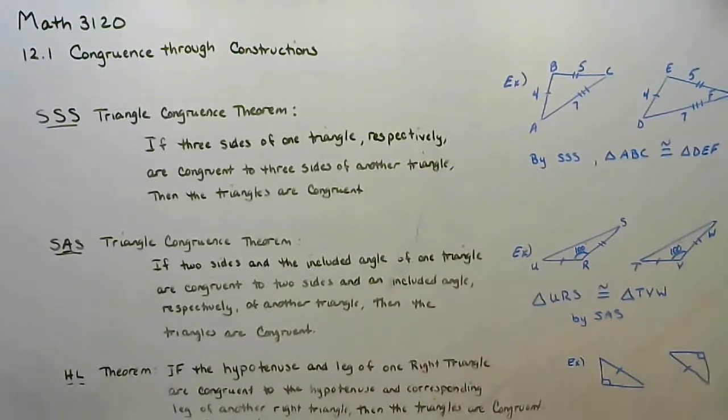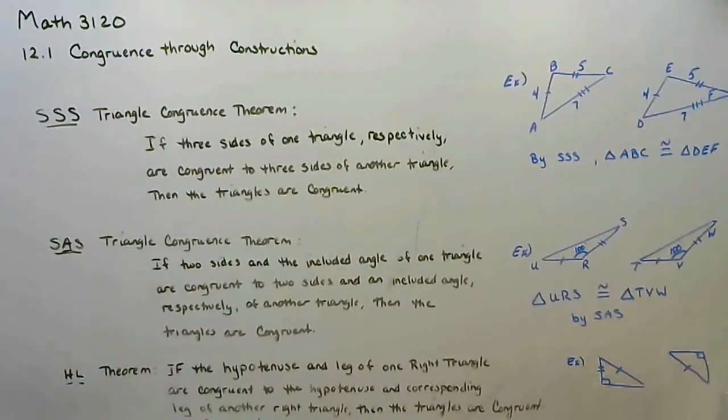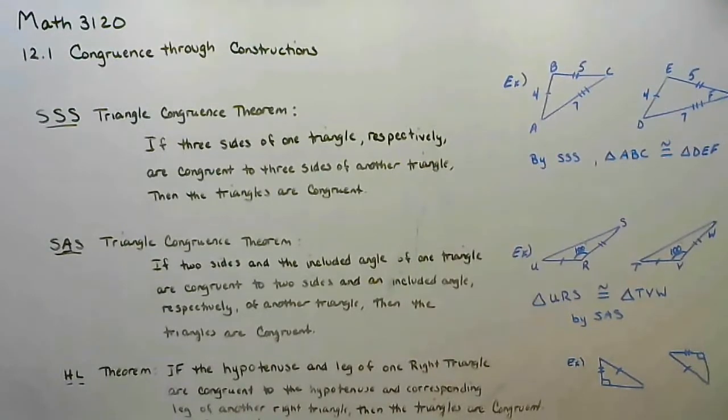And then all I need is one corresponding side. So I'm going to choose this particular side. So if I rotate this triangle around, I would say that these two are congruent by the hypotenuse leg theorem. Okay, and that one's actually proven by Pythagorean theorem.